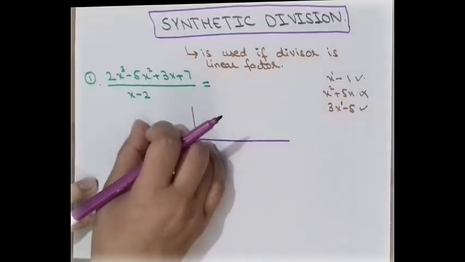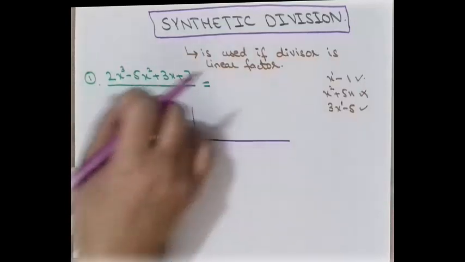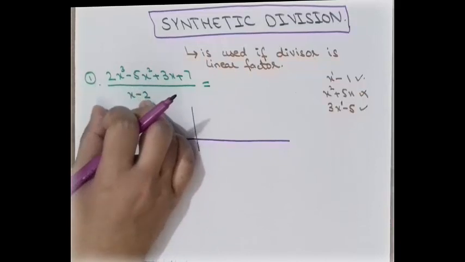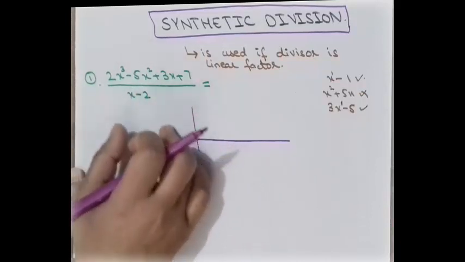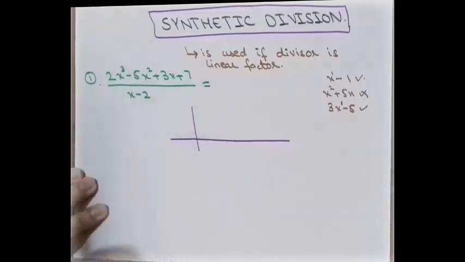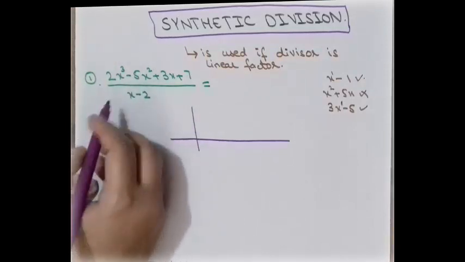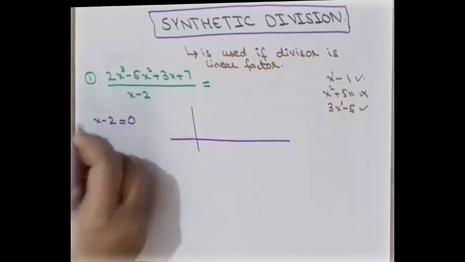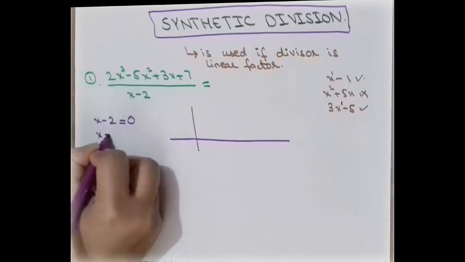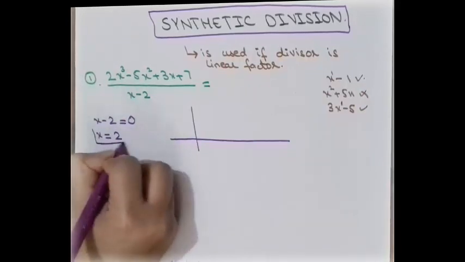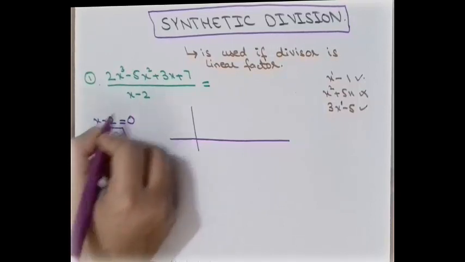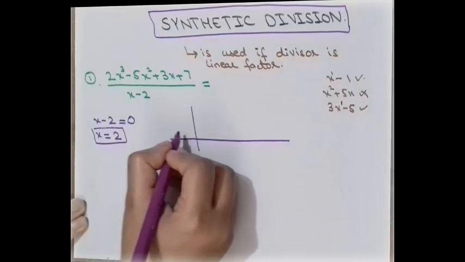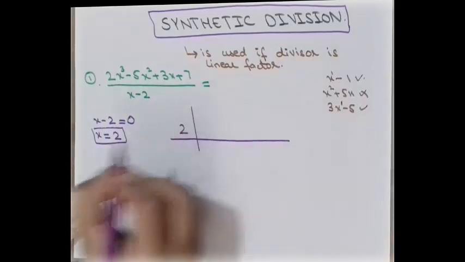Then set the denominator equal to 0 to find the number in the divisor box, and this is the divisor box. So the first step is to take the denominator equal to 0. If we add plus 2 on both sides, then we get x equals 2. So by taking the denominator equal to 0, we find the number in the divisor box.